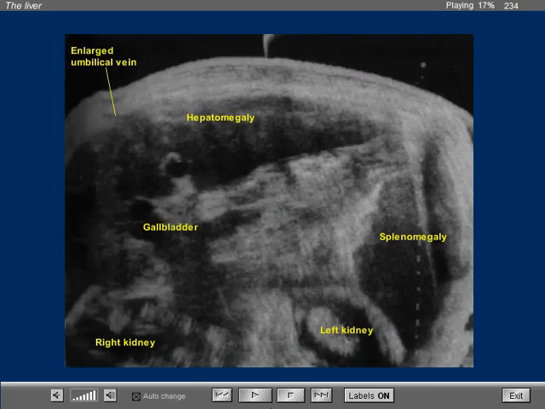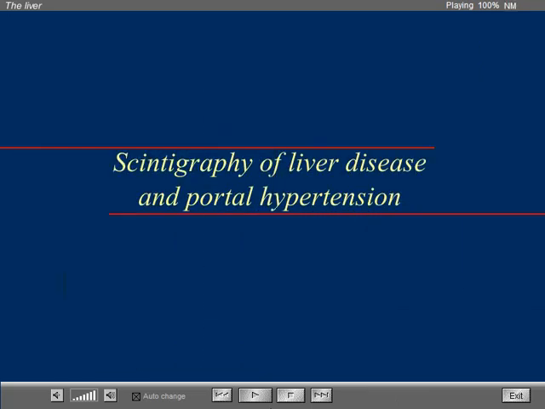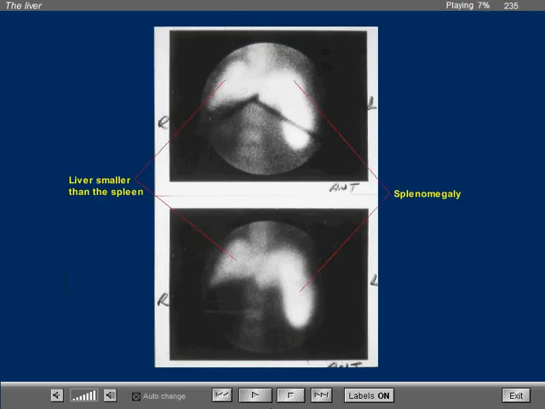Here we note a cross-section of the abdomen revealing hepatosplenomegaly and a dilated umbilical vein. Phagocytic liver scans will reveal the disparity in the sizes of the liver and spleen. And normally the liver is larger than the spleen. Here we can see the liver smaller than the spleen, which appears quite active.